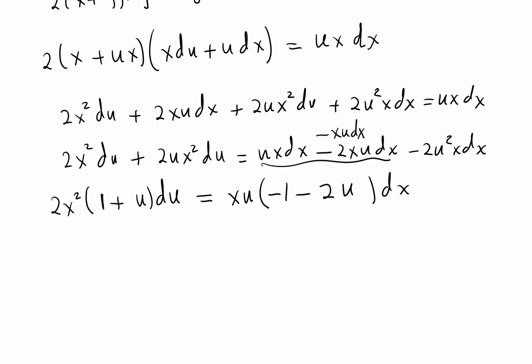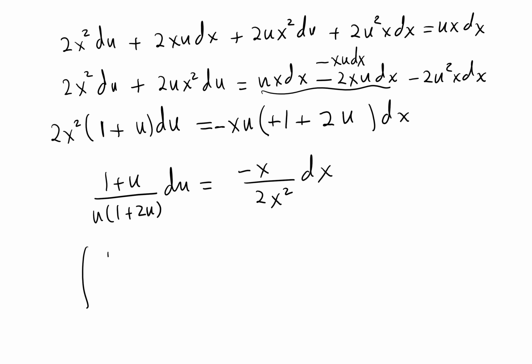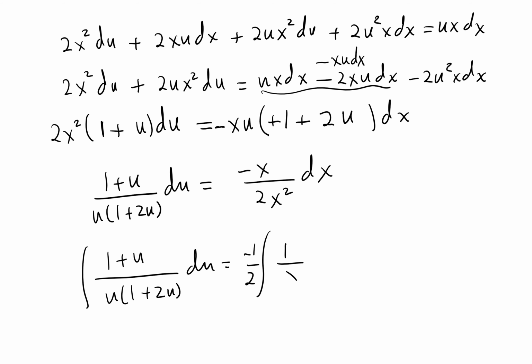That will help us to rewrite it as 1 plus u, take a negative out, bring the u times 1 plus 2u down. Negative x, bring the 2x squared down. Integrating both sides. This one, negative 1/2 comes out. That will leave 1 over x dx.